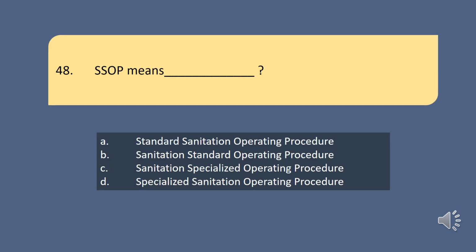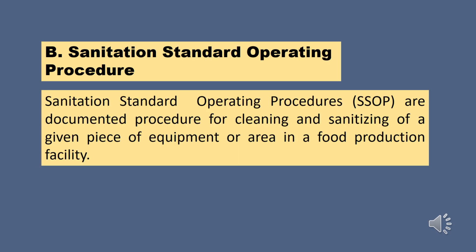48. SSOP means blank. A. Standard Sanitation Operating Procedure. B. Sanitation Standard Operating Procedure. C. Sanitation Specialized Operating Procedure. D. Specialized Sanitation Operating Procedure. The correct answer is letter B.